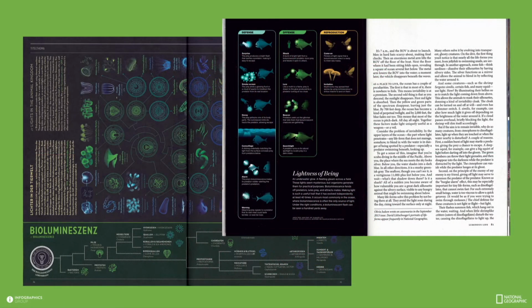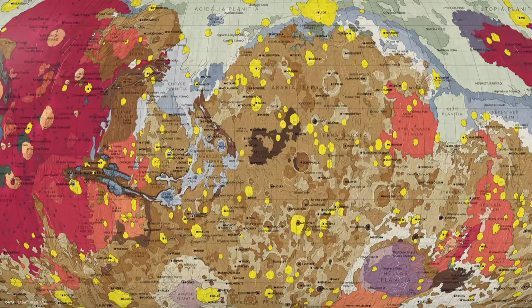I've also done static illustrations, like these two infographics, which are showing you some of the variety of animals and plants in the bioluminescent tree of life. Finally, I also designed data-heavy graphics like this one, which is a geologic map of Mars. It's showing you all of the different types of ground surfaces and craters that scientists have observed on Mars.